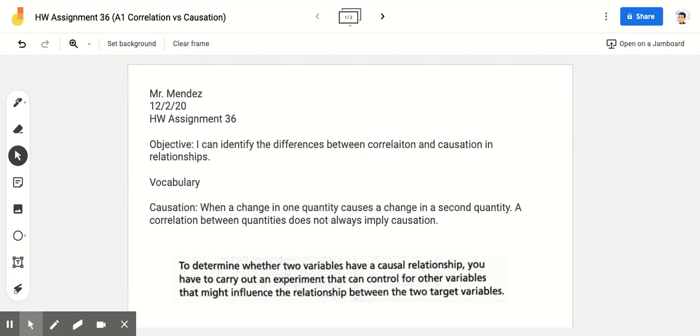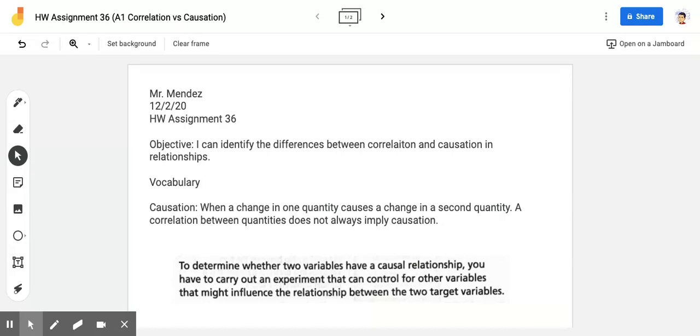Today's objective: I can identify the differences between correlation and causation in relationships. All right, we've already done some work on correlation. Correlation just shows that as x values increase, y values will also increase. Okay, so that would be a positive correlation. As x values increase and y values decrease, it gives us a negative correlation.